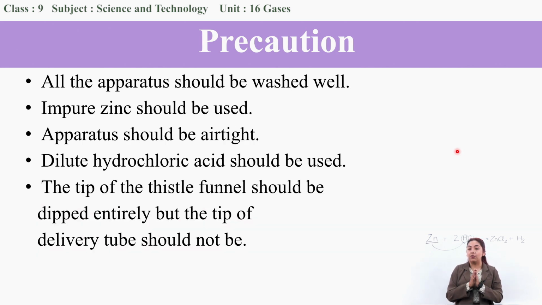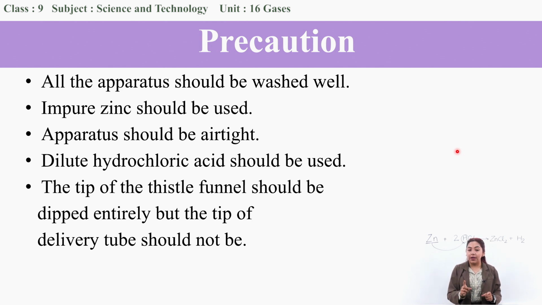Another precaution that we must remember is the tip of the thistle funnel should be dipped entirely into the acid and metal mixture. Why? So that the gas will not escape from the tip of the thistle funnel but gets collected there. And another point is the delivery tube should not be dipped in the acid and metal mixture. Why? Because the produced gas should be able to travel through the delivery tube and reach the gas container, that is the gas jar where we will be collecting the hydrogen gas.